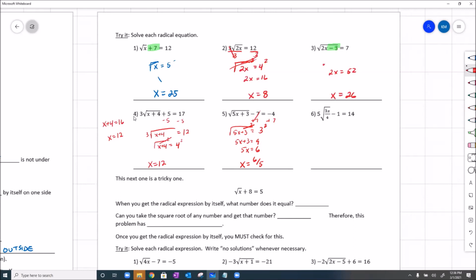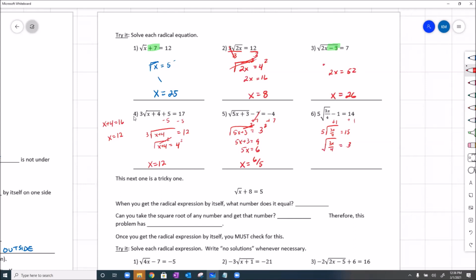And then number 6, 5 times the radical 3x over 4 minus 1. You'll notice that this minus 1 is outside of our radical. We want to add 1 first to both sides. 5 times radical 3x over 4 equals 15. Divide both sides by 5. So radical 3x over 4 equals 3.